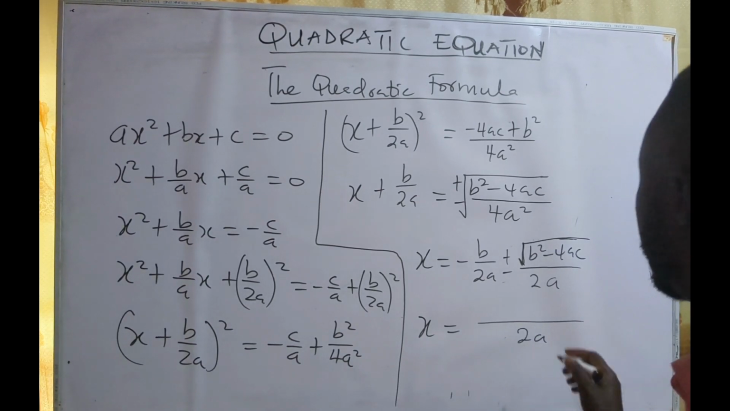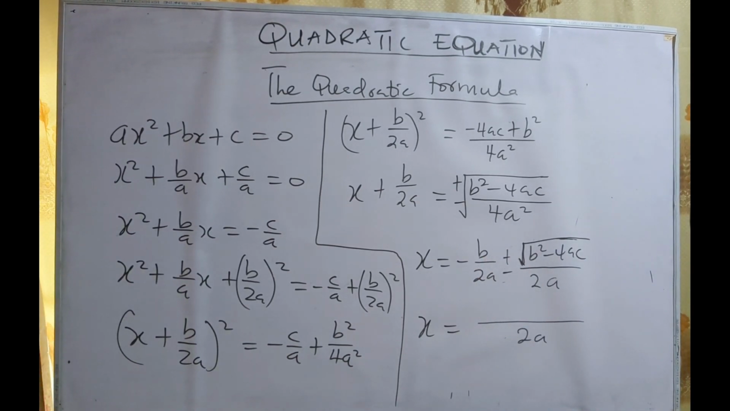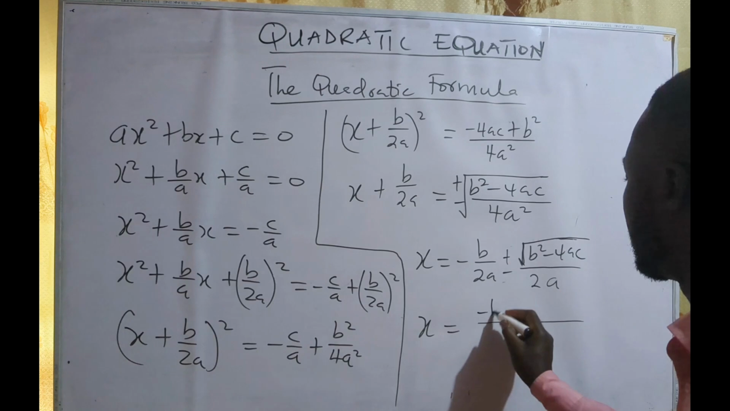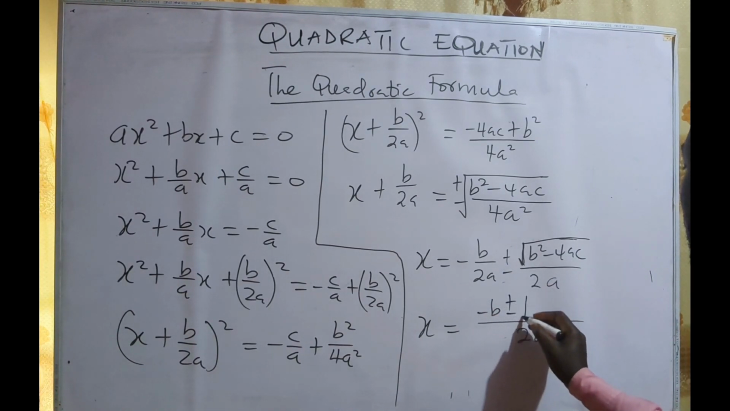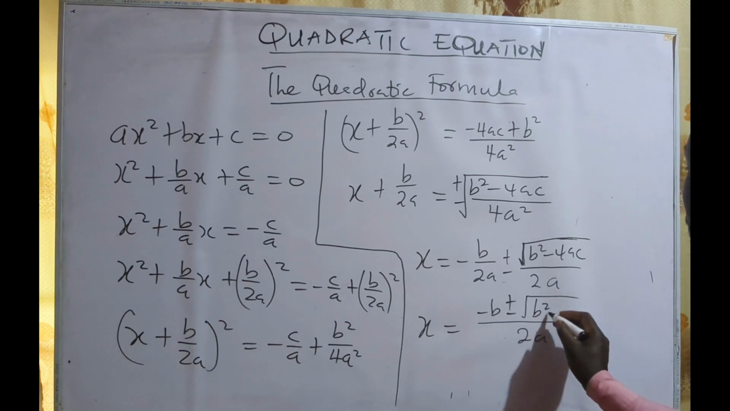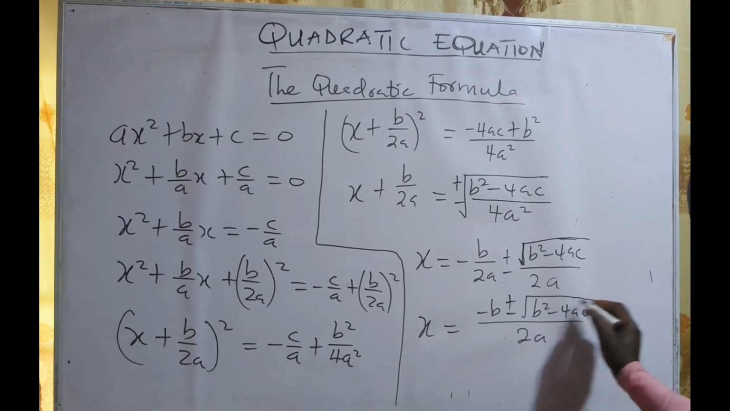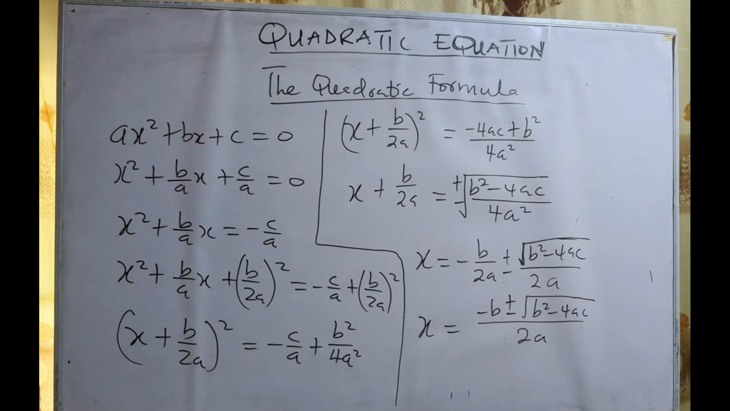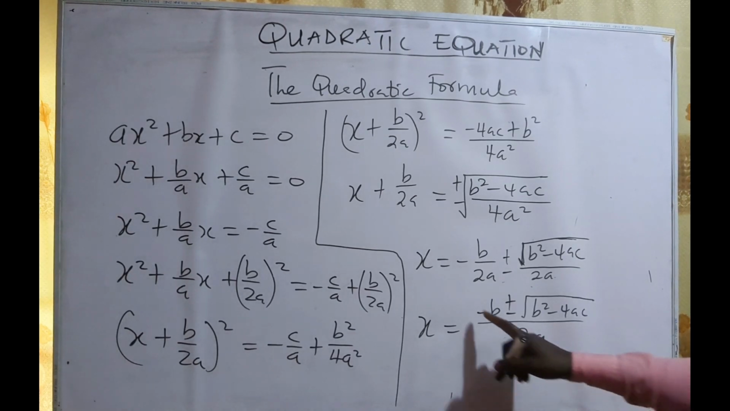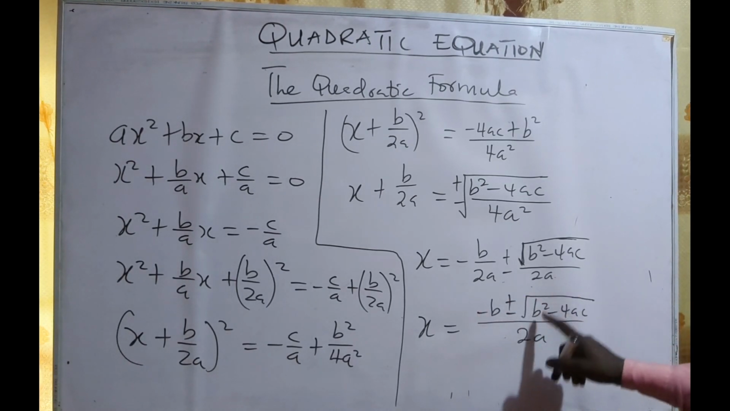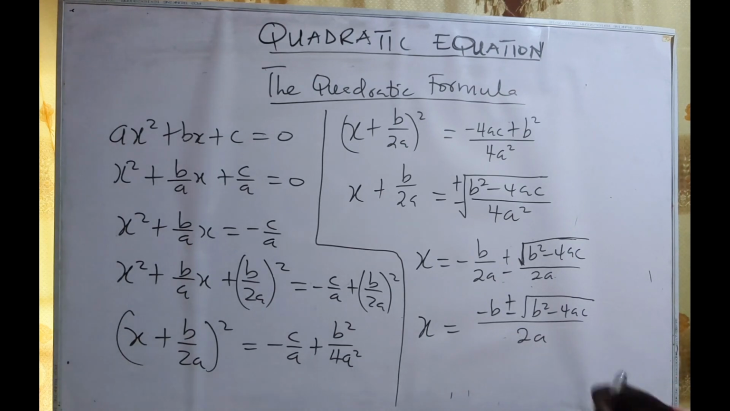2a. Then if I have 2a as my common denominator, what do I have here? 2a will go here, 1, remaining minus b. Okay, and then plus or minus, 2a also goes here, 1, square root of b squared minus 4ac. So our formula becomes minus b plus or minus square root of b squared minus 4ac all over 2a.